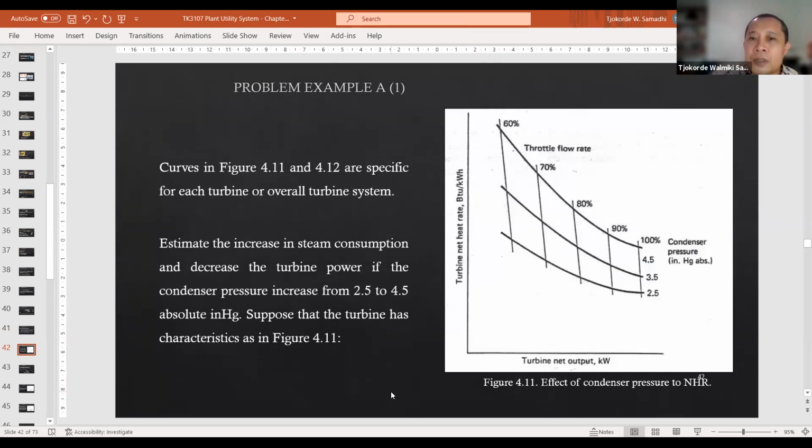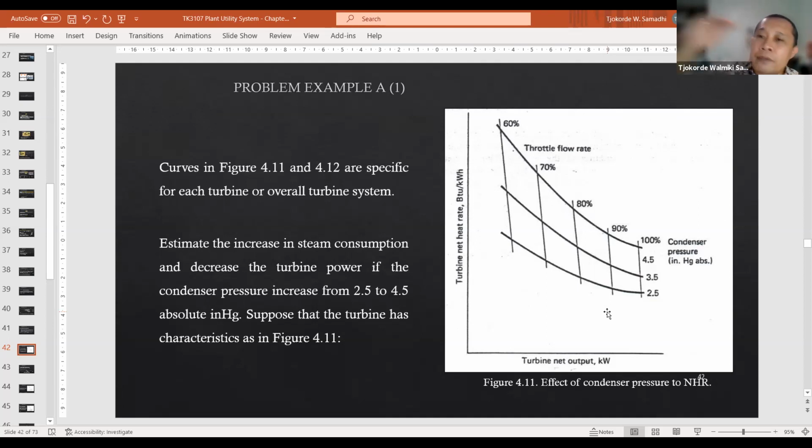So higher condenser, which one is condenser pressure? This one. So higher condenser pressure, going from here to here to here, you can see that we increase the turbine heat rate. So higher condenser pressure consumes more energy in the turbine inlet heat rate. So we want to have the condenser pressure as low as practically achievable.